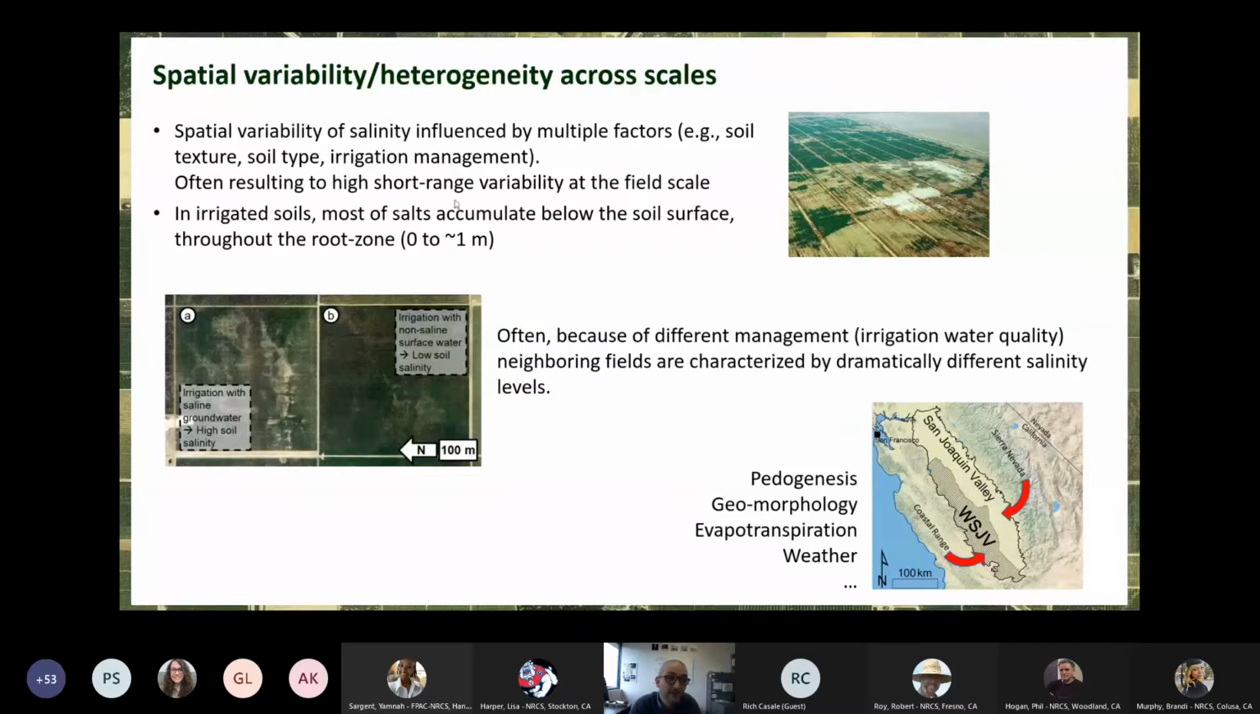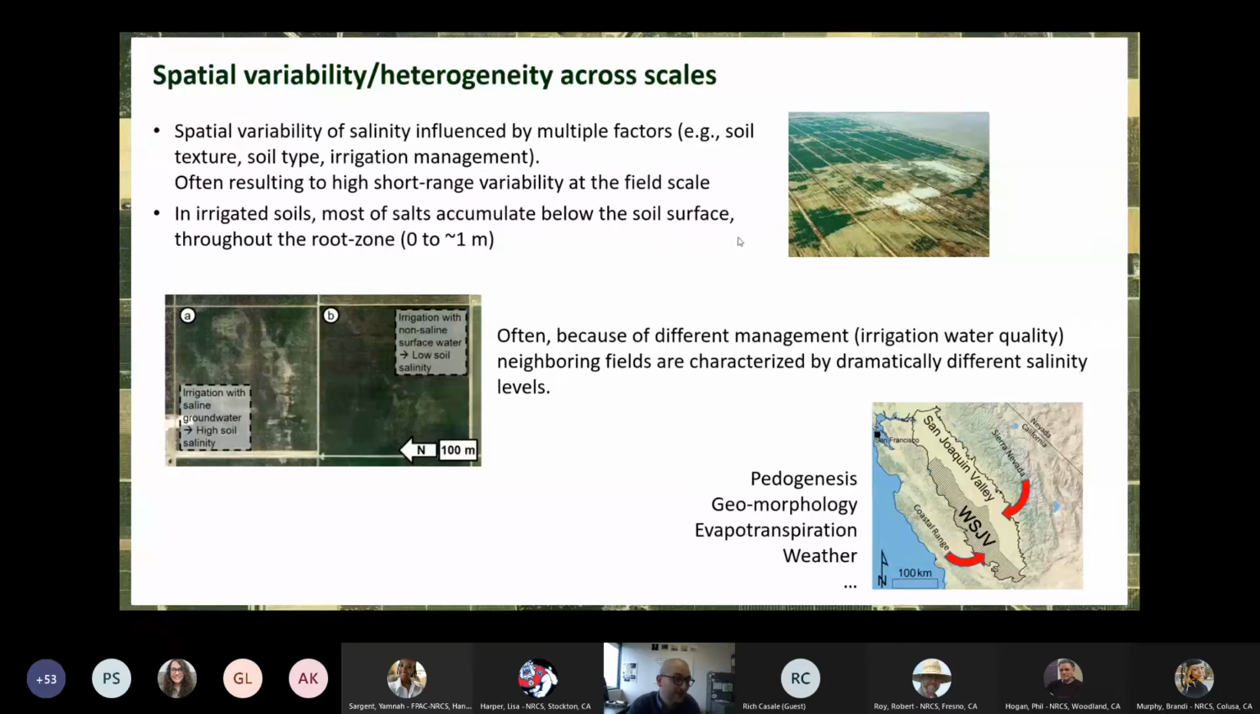But once we start looking at the field scale, we can see that there is quite a bit of short-range spatial variability of soil salinity, and this is due to the presence of multiple influencing factors that affect how soil salinity is distributed across space, such as the soil texture, the soil type, and the type of irrigation management that each specific grower decides to apply in their field. And moreover, when you look at this picture here, you clearly identify salinity efflorescence in the soil, but most of the salinity, if you actually survey this field, would be found deeper down the soil profile, and is not visible on the soil surface.